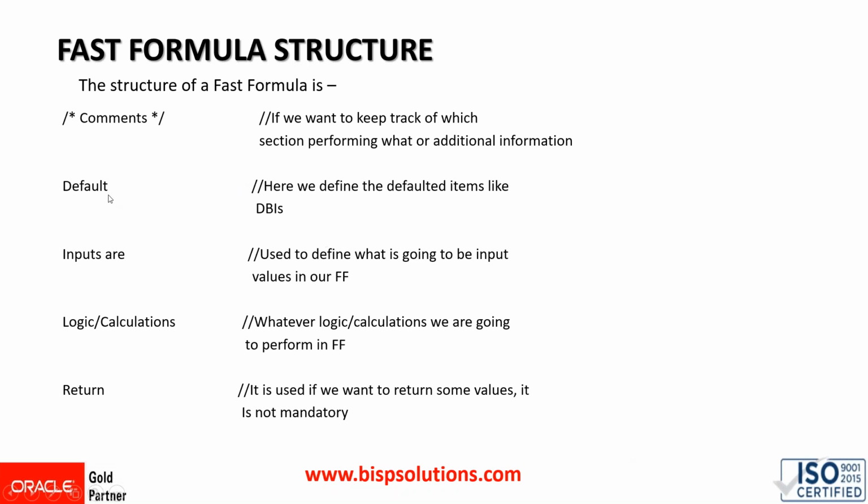Then we have a default section in our fast formula. Whatever defaulted items we are going to use in our fast formula fall under the default section. All the DBIs which we are going to use in our fast formula, we have to define under the default section. Then we have input statements. Whatever values are there in the database items, and whatever variables we have to declare, we have to define under the input section.